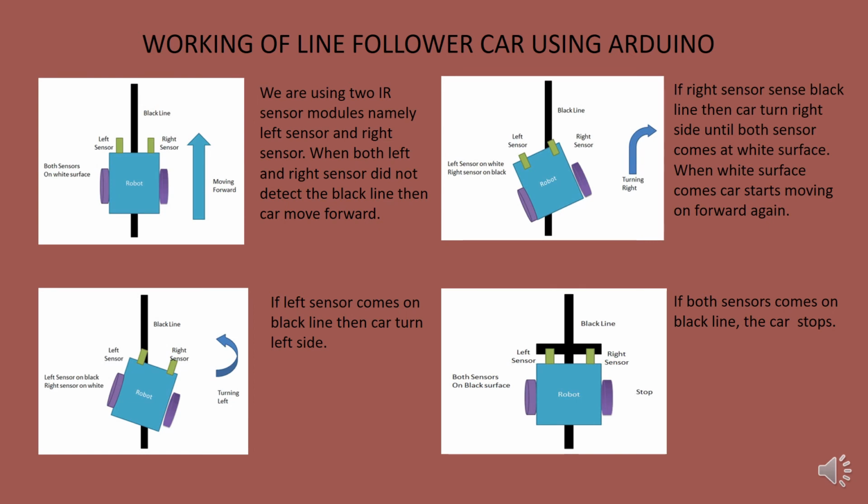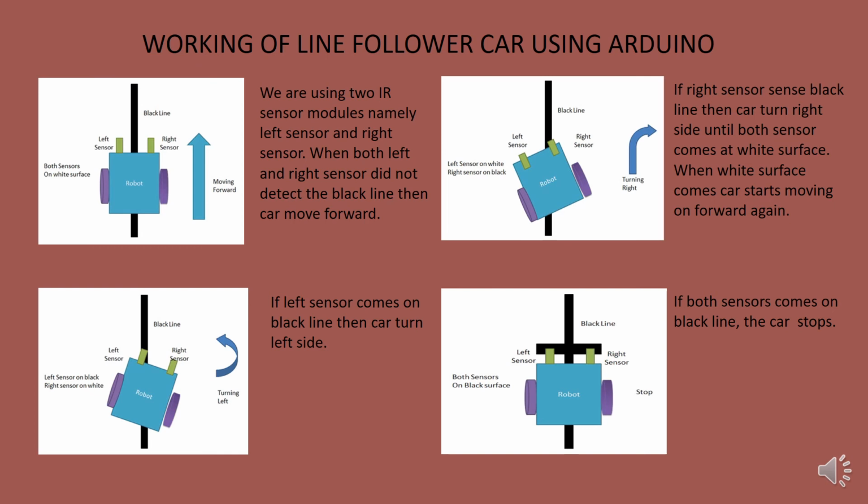Next, we will talk about the working of the line follower car using Arduino. As we know, we are using two IR sensor modules, namely the left sensor and the right sensor. When both the left and right sensors do not detect the black line, the car will move forward freely.